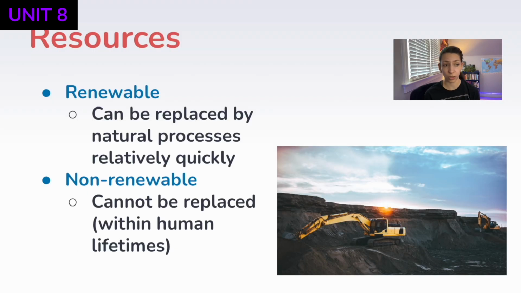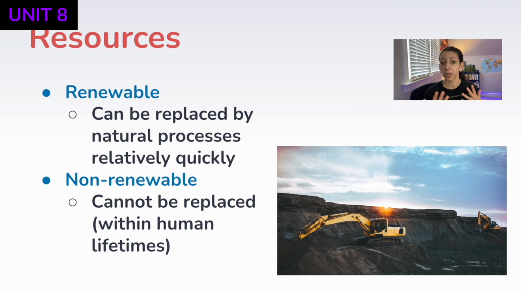So renewable resources are any natural resource that can be replaced by natural processes relatively quickly. When I say relatively, generally that means within a human lifespan or at a rate faster than the rate that they were used. Non-renewable, on the other hand, cannot be replaced within a human lifetime. Now, non-renewable resources come from natural processes, like fossil fuels, for example, but it takes millions and millions of years for these resources to form.